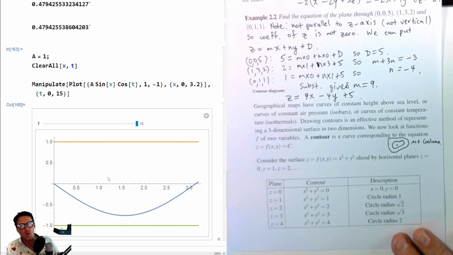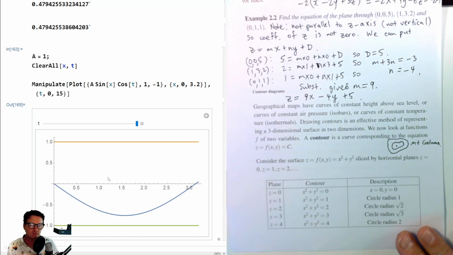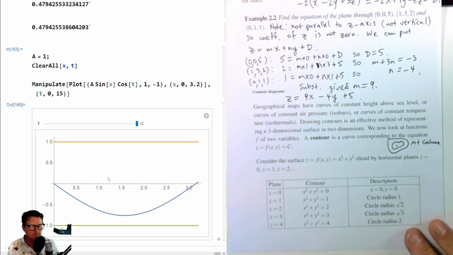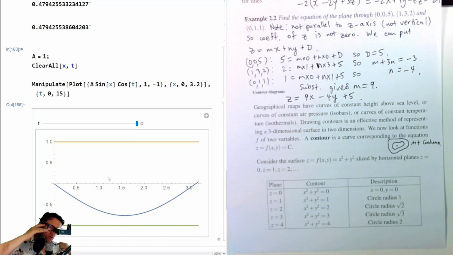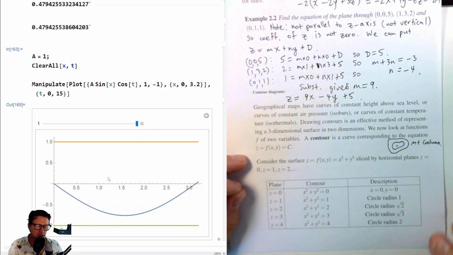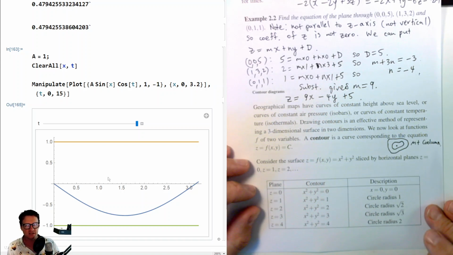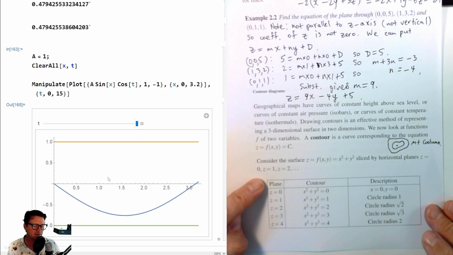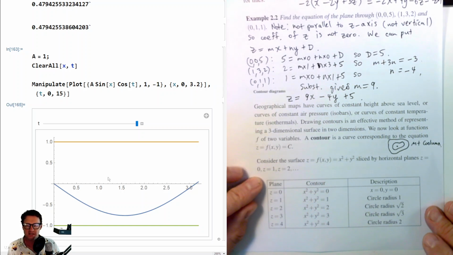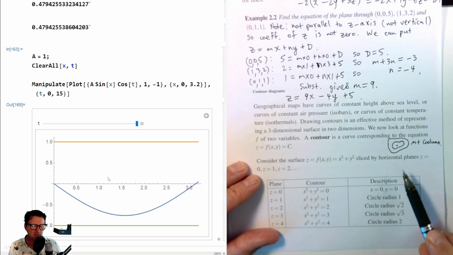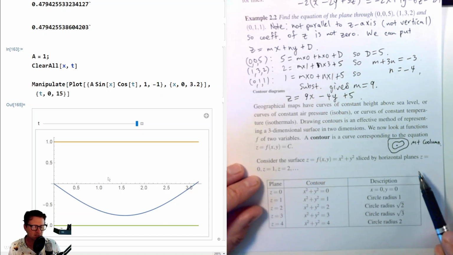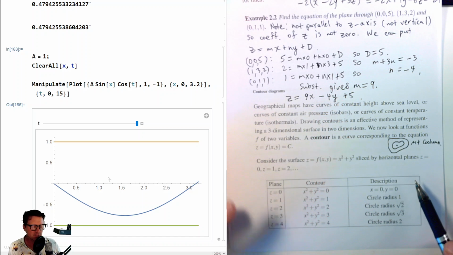So this gives us a way to think about surfaces or functions of 2 variables. Because if you take horizontal slices through those, you get curves in the xy plane, and those can help you visualize that surface in 3D. So let's take a look at this example. Consider the surface z equals x squared plus y squared, sliced by horizontal plane z equals 0, z equals 1, z equals 2, and so on.